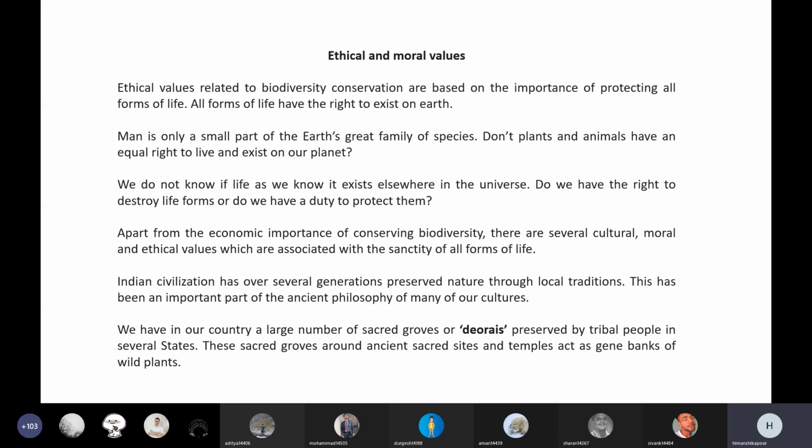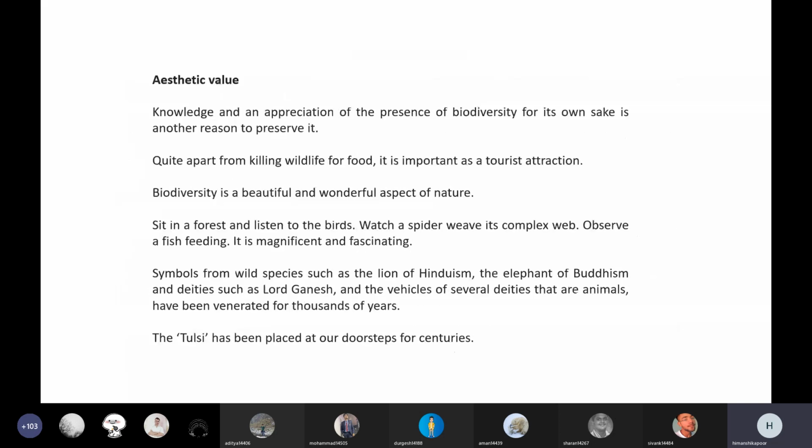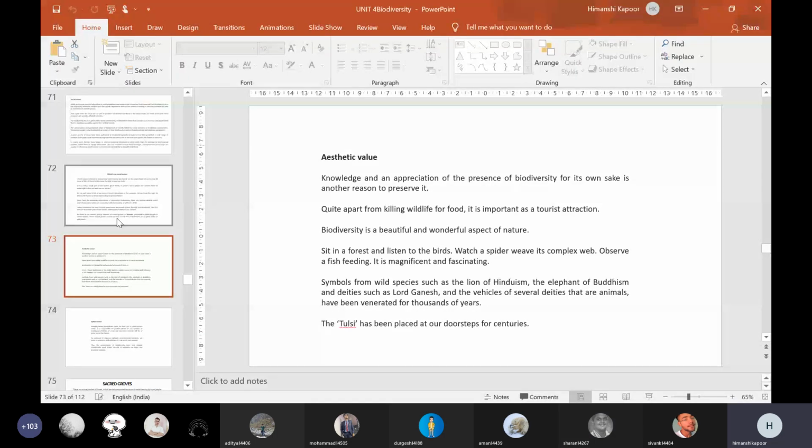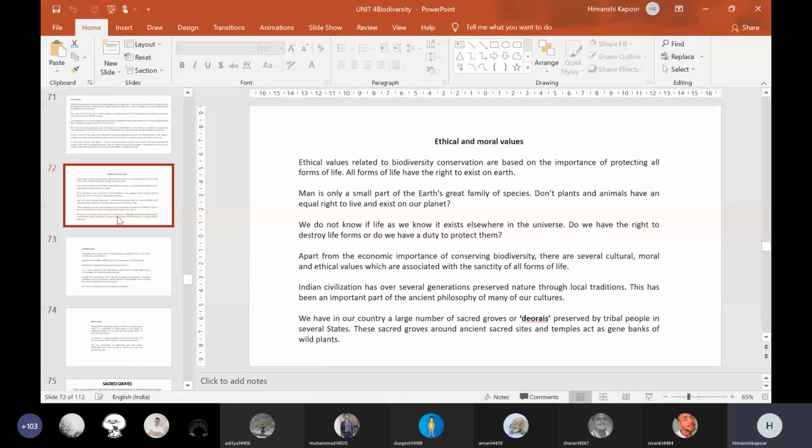So a very good example of this is sacred groves. So forests are being preserved by the tribal people in several Indian states, and these are untouched. So it is again protecting the biodiversity. Okay. Yes, ma'am. We'll continue with the other values in the next class.